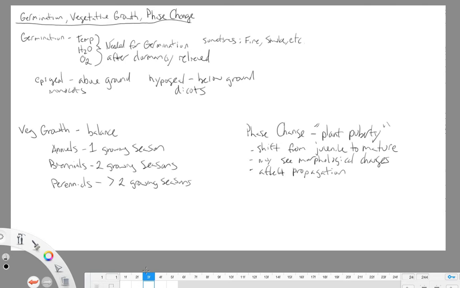Now, when phase change occurs, we also may see a corresponding morphological change, right? Some of our plants, you see a definitive difference in their morphology and their growth when they are juveniles as opposed to when they are adults. A good example is English ivy: different leaves, different growth pattern. And then phase change can be important from a propagation standpoint, because certain plants, if we are propagating by cuttings, can only be propagated when they are juveniles as opposed to mature adults.